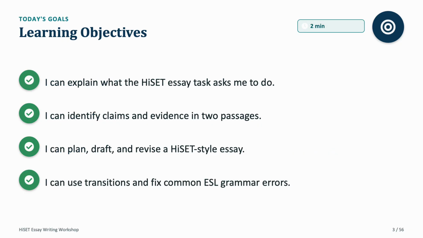Let's look at what you should be able to do today by the end of the workshop. First, I can explain what the HiSET essay task asked me to do. That means you'll understand exactly what the question wants. Second, I can identify claims and evidence in 2 passages. You'll learn to recognize an author's opinion and the information that supports it.